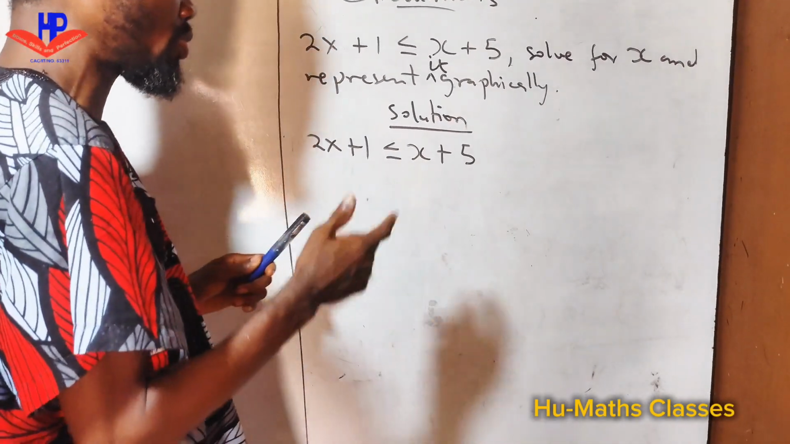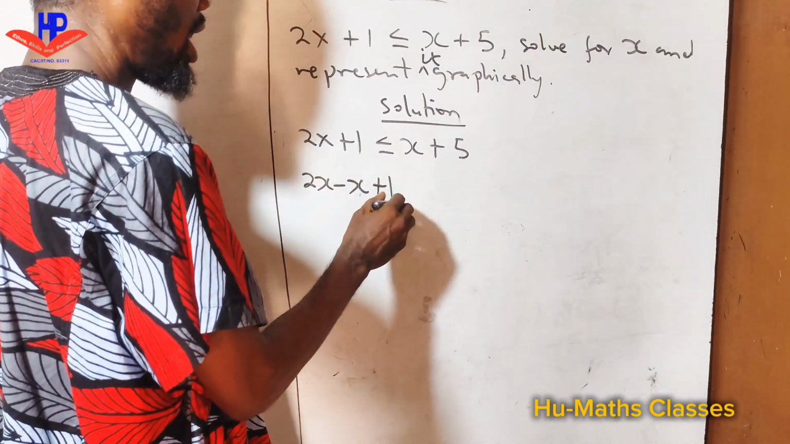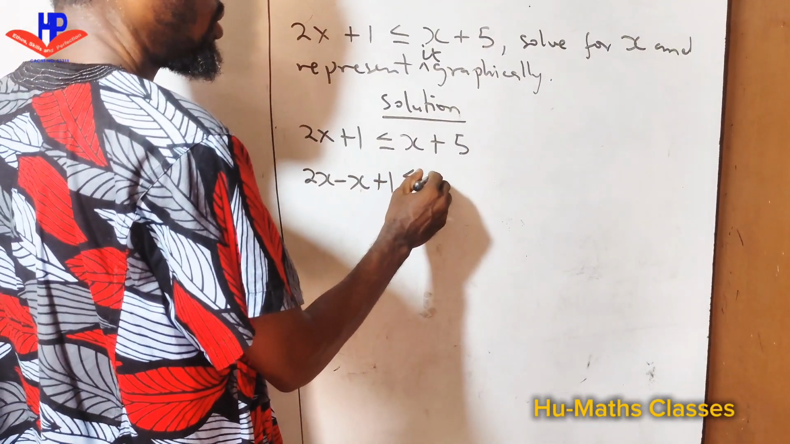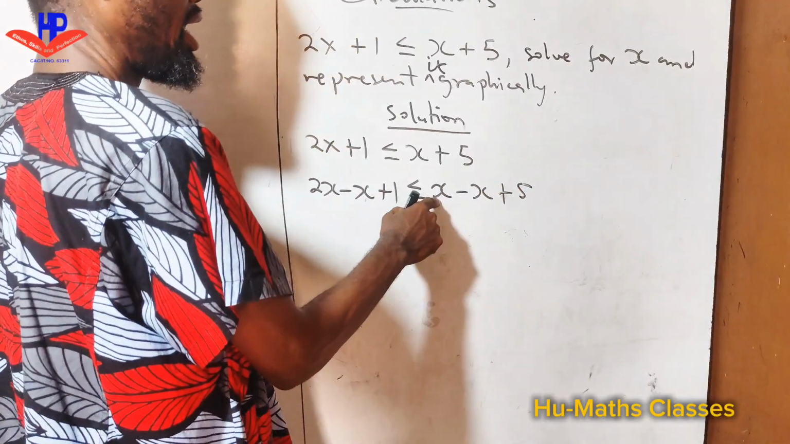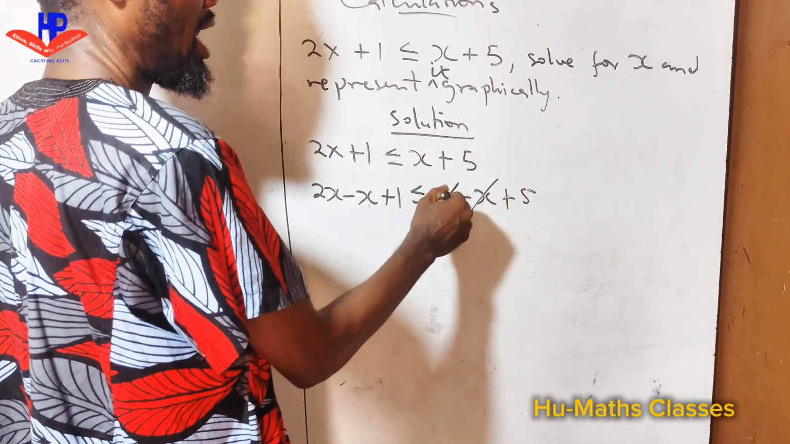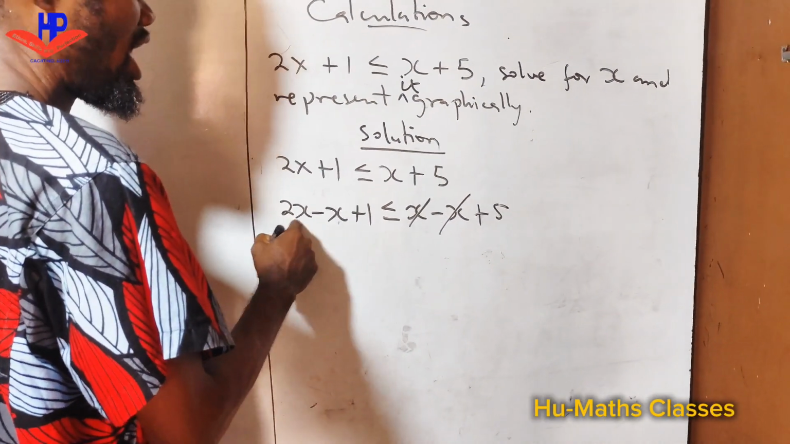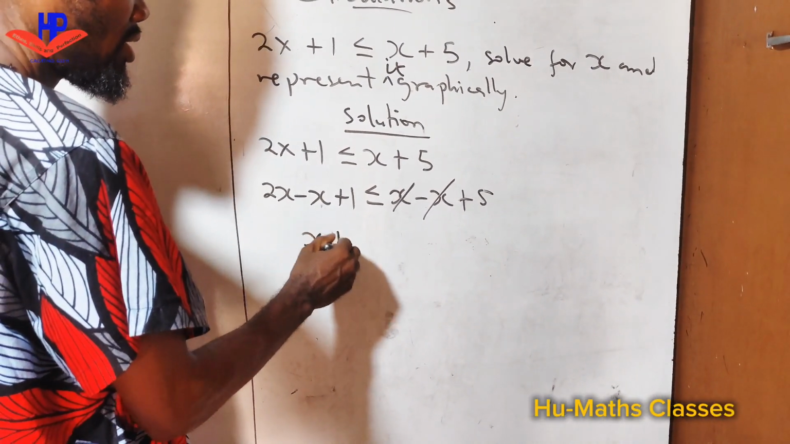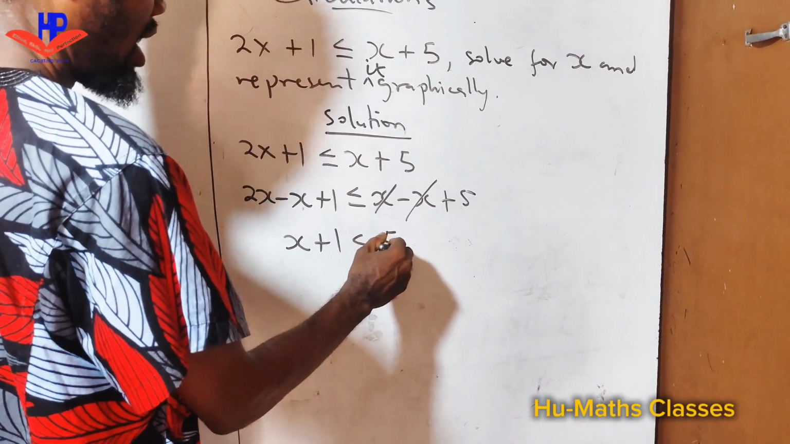So if I subtract x from both sides, we have 2x minus x plus 1 less than or equal to x minus x plus 5. So x minus x is already out, which is 0. Here we have 2x minus x, which is x, plus 1 less than or equal to 5.